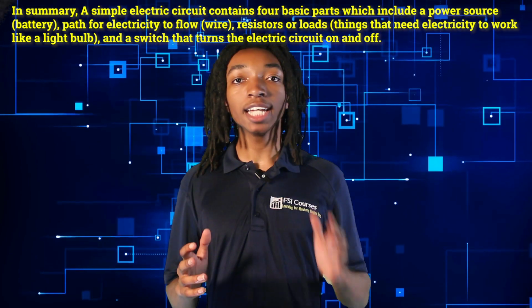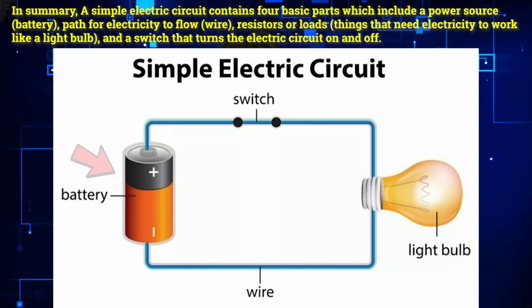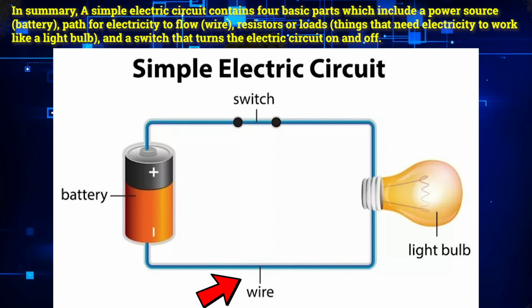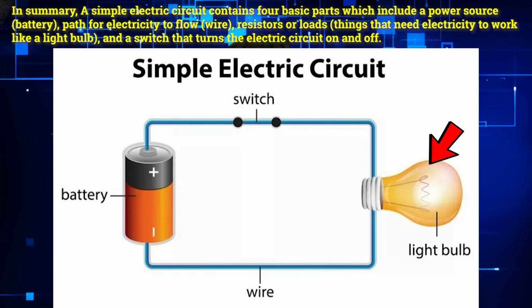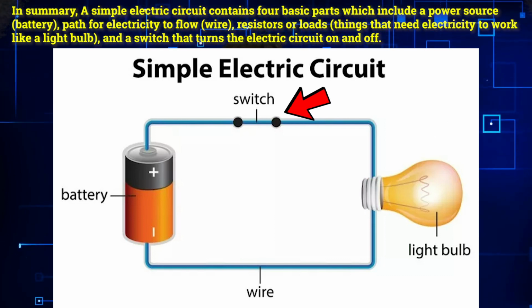In summary, a simple electric circuit contains four basic parts, which include a power source, which is a battery, a path for electricity to flow, which is a wire, resistors or loads, which are things that need electricity to work, like a light bulb, and a switch that turns the electricity on and off.